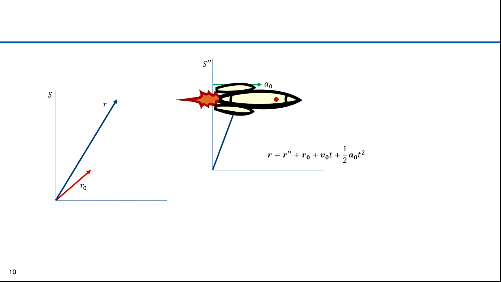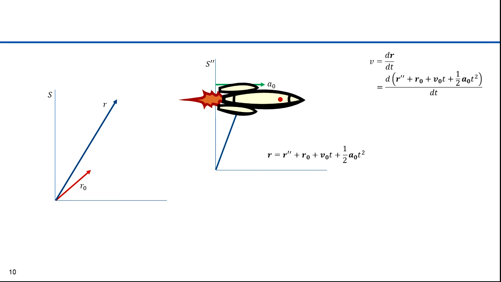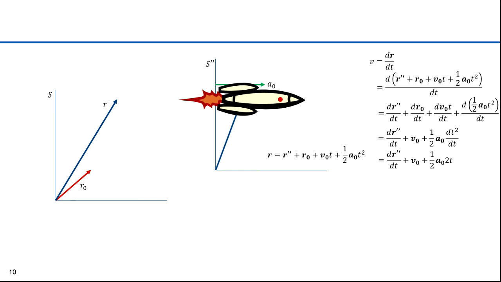Let's say now that an object is moving in S' at a constant velocity. Notice the spaceship is accelerating in frame S, and the red object is moving with a constant velocity relative to the spaceship. That velocity has changed the position over time. We can make the substitution for r. That expands out to this. dr'/dt is 0, and d(v0t)/dt is v0. We're left with this. 1/2 a0 is a constant, so that can come out from within the derivative. The derivative of t squared is 2t.